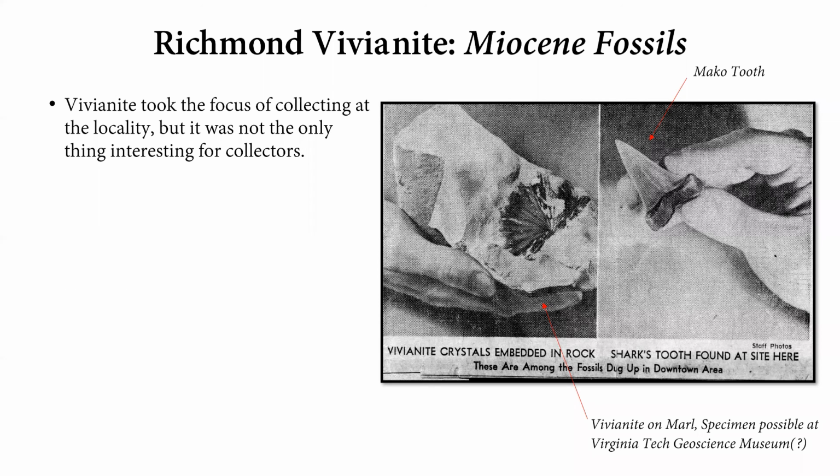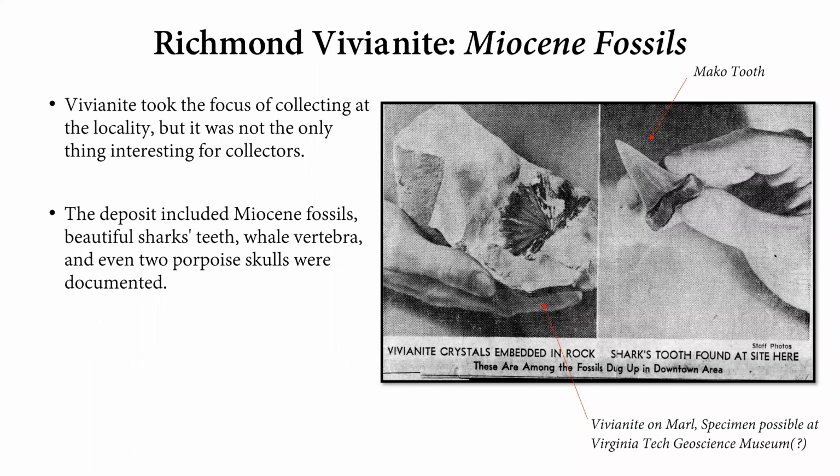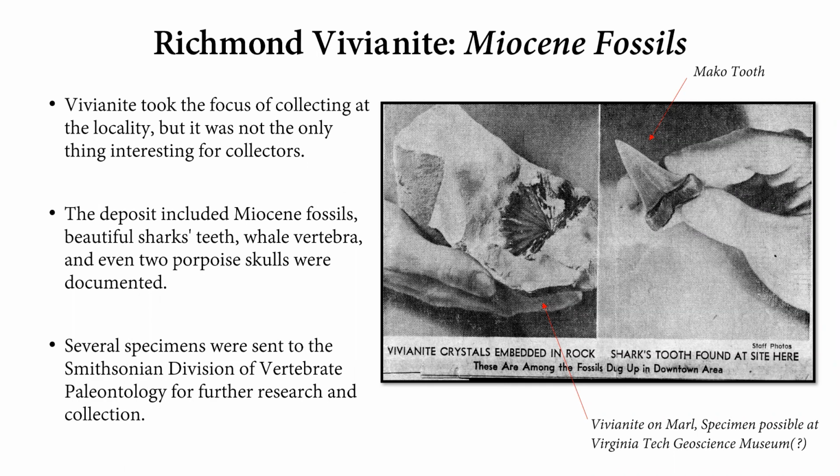And so there was not only just shark's teeth, there was whale vertebrae that were found there. There is a specimen that I need to get photographed that we're still looking for, which has Vivianite attached to a whale vertebra. And there were also 2 porpoise skulls that were documented from the site. And those were donated to the Smithsonian, the Division of Vertebrate Paleontology. And I don't have photographs of those either.